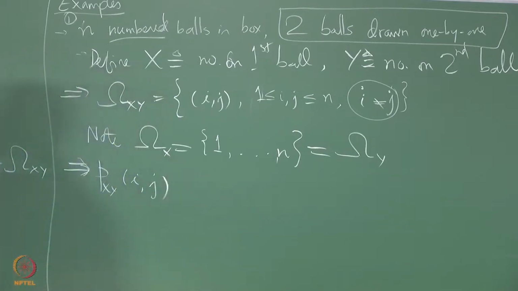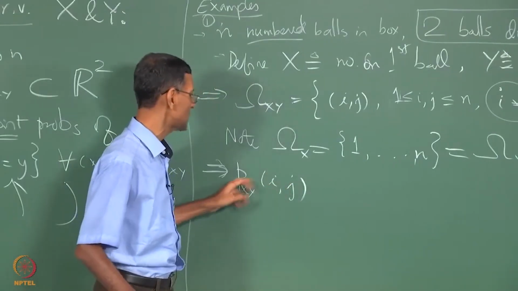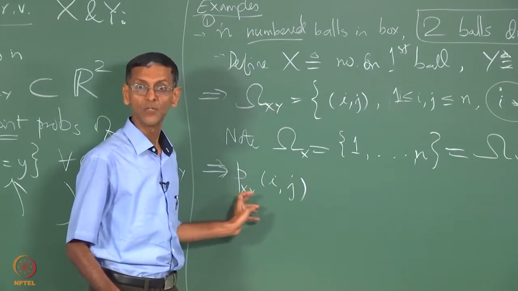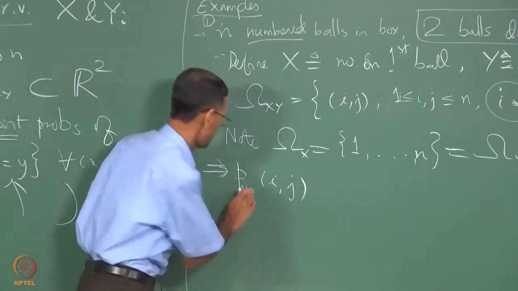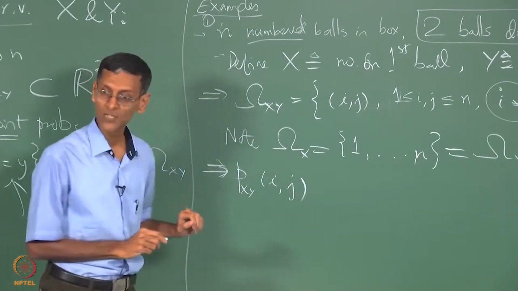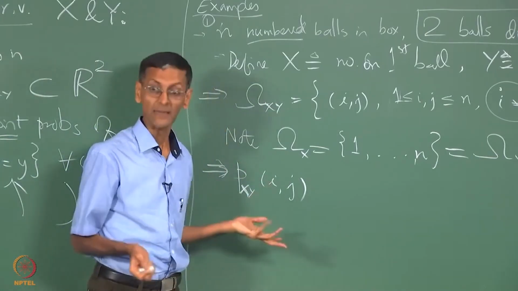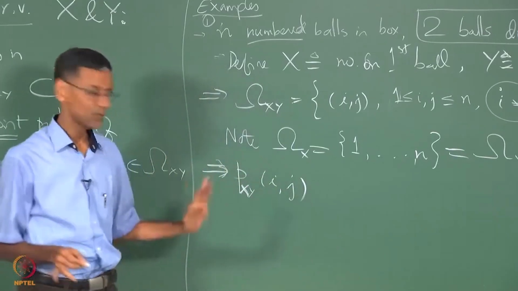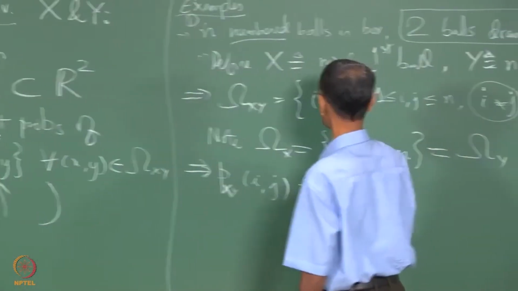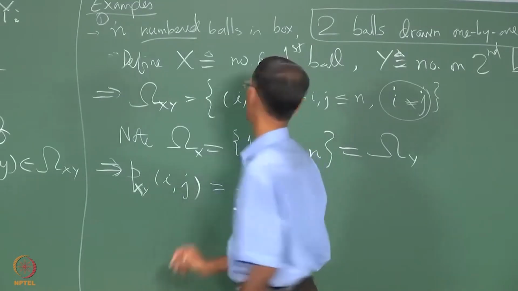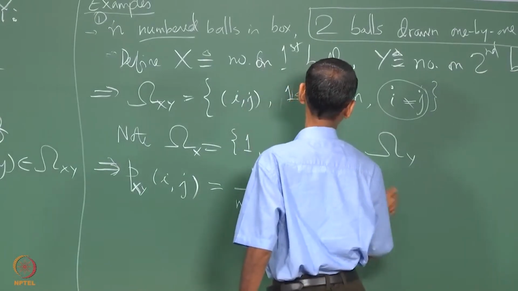Now I do not have to necessarily use xy. Remember the convention is that the values the random variables take are written in the order of the subscripts. So if you write pxy, the first one is going to be for x and the second one for y. That makes no sense to write pxx. So it is pxy. If you want to write pyx, that's fine, but make sure that you do the arguments appropriately. So it turns out that pxy of i, j is 1 by n into n minus 1 for all pairs i, j in omega xy.